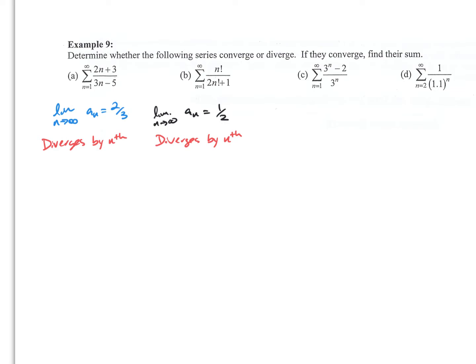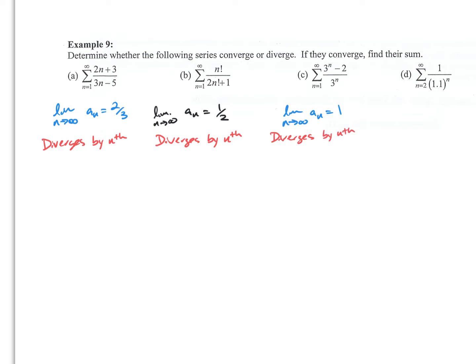All right, this next one. I have 3 to the power of n minus 2 over 3 to the power of n. Are these things growing at the same speed? Yes. So what's my limit as n approaches infinity? 1. So what do we know? It diverges by nth.